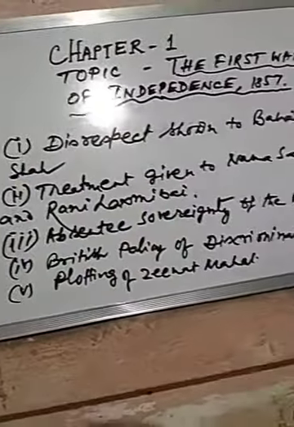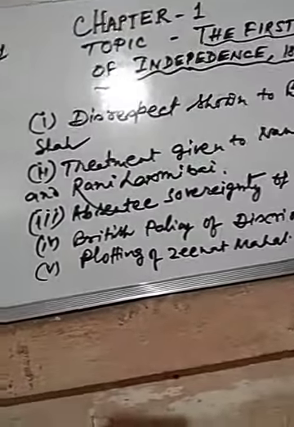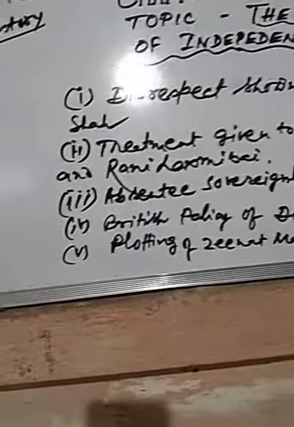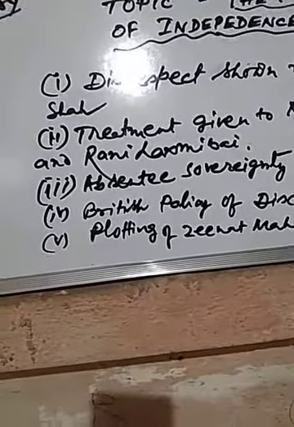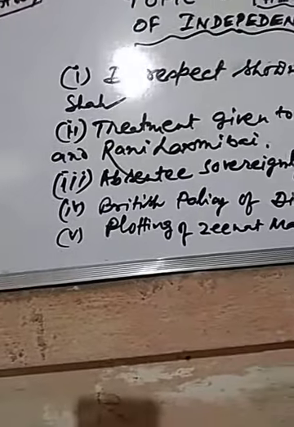Now, first point number 1, disrespect shown to Bahadur Shah. Second, treatment given to Nana Saheb and Rani Lakshmibai. Third point, absentee sovereignty of the British. Fourth point, British policy of discrimination. And fifth point, plotting of Zenat Mahal.